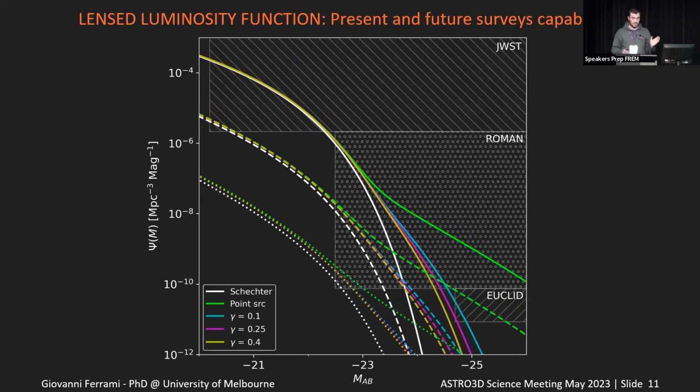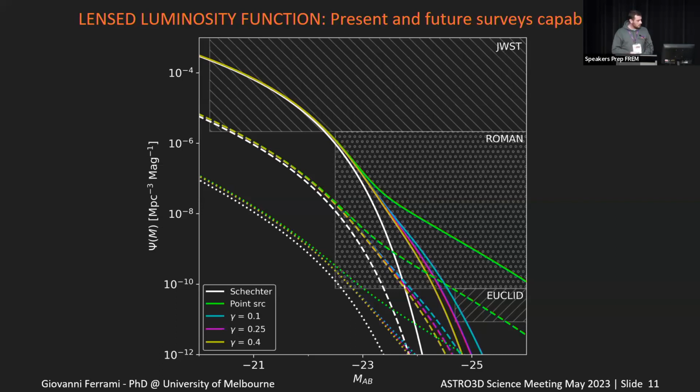JWST is very good at going deep in flux, but there's a small comoving volume per pointing, while the Roman Space Telescope and Euclid will have very large comoving volumes. And these are necessary to probe the very low probability densities of very bright galaxies.